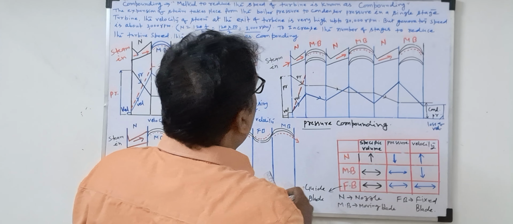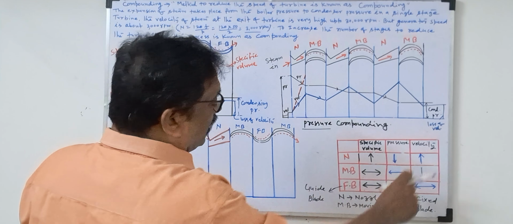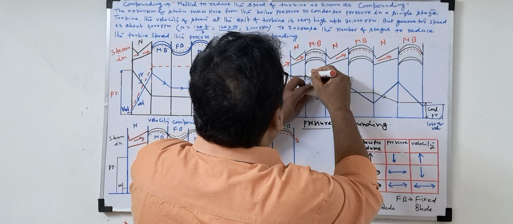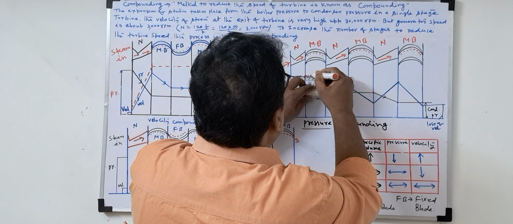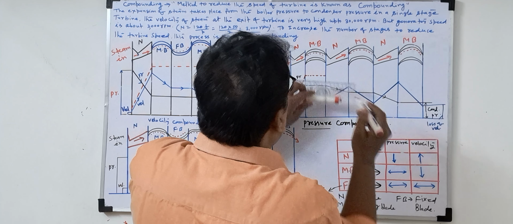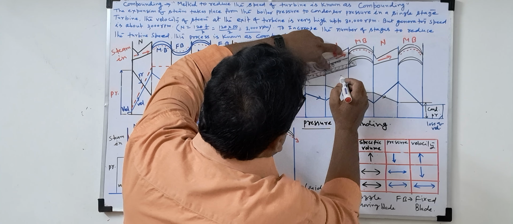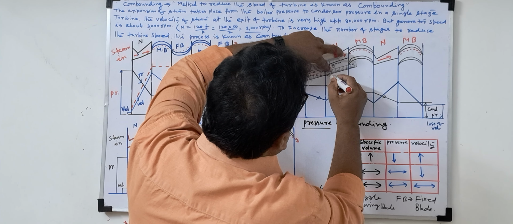Specific volume from the nozzle. Again, moving blade or fixed blade, it remains the same. So you draw it remaining the same. This line will remain the same. But again it is a nozzle. Again what will happen? It will increase.